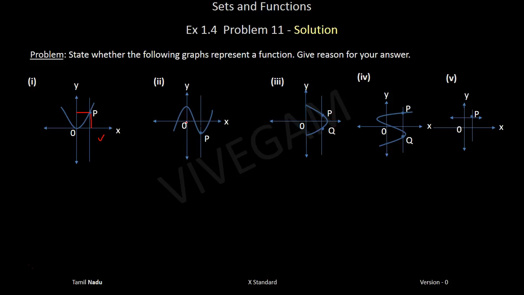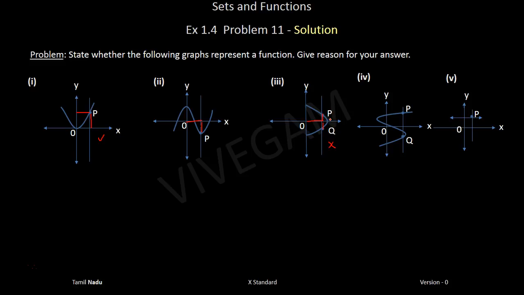Same here, this is your x value, it cuts here, and this is your y value. Again, for one value of x, you have only one value of y. But come to this case: for this value of x, you have two values of y, this point as well as this point. So, in this case, it is not a function, because as per the definition of a function, for every value of x there must be only one value of y. Here you have two values of y, so this is not a function.